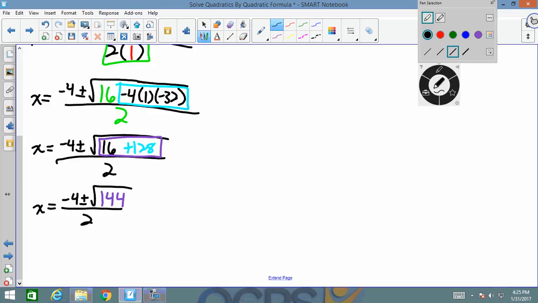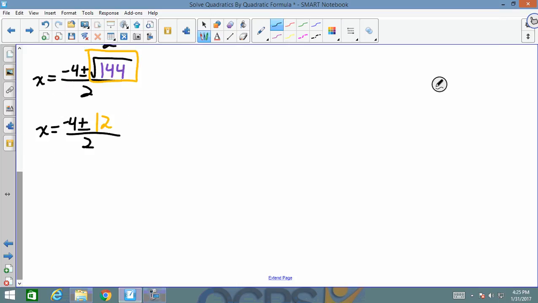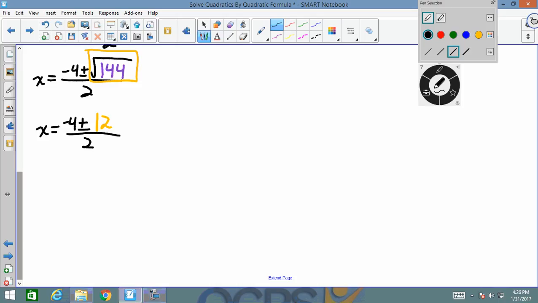Then we're going to take this square root right there. So the square root of 144 is 12. If you don't know that off the top of your head, we do that in a calculator a lot of times. I will show you how to do that, just come see me.